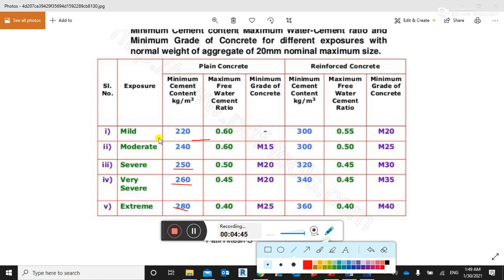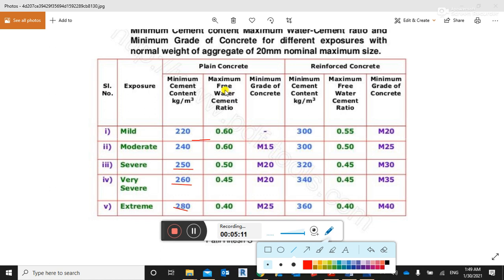Guys, if we just observe these values, the amount of cement in 1 cubic meter of concrete, as the concreting conditions go up, the amount of cement increases. See, in mild condition 220, and in the extreme environment condition we use 280.